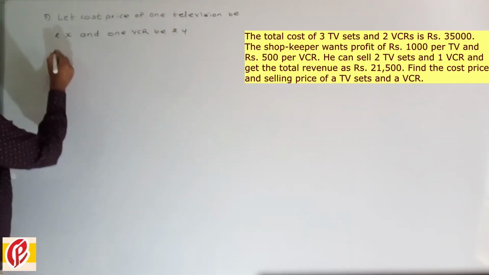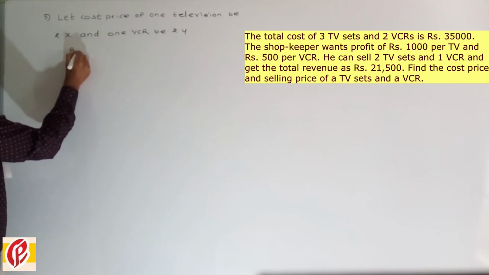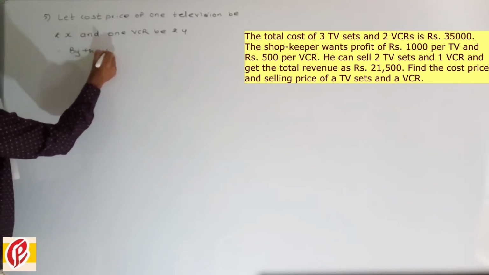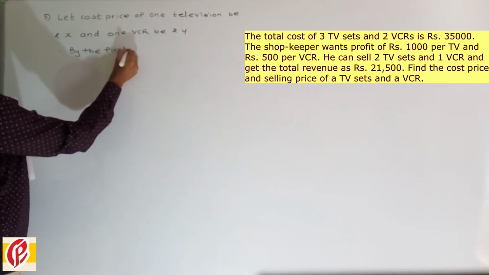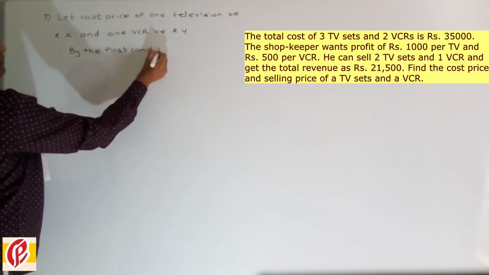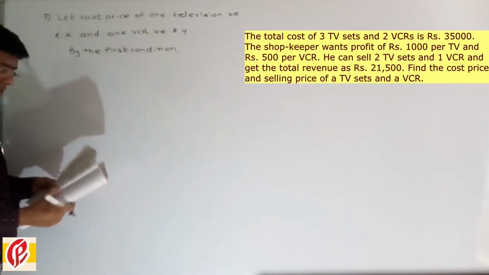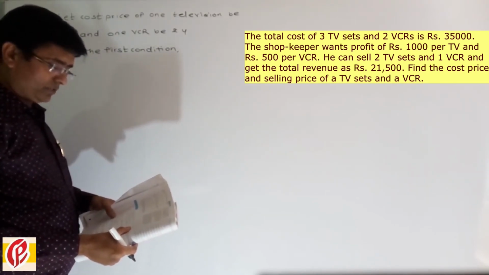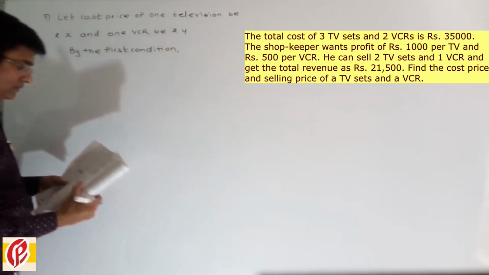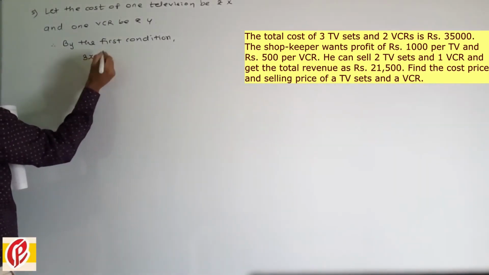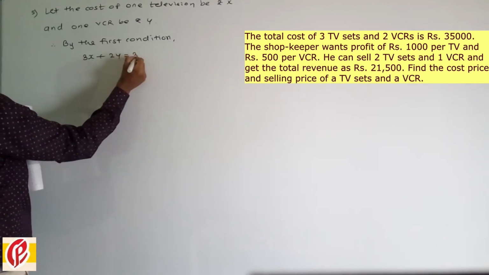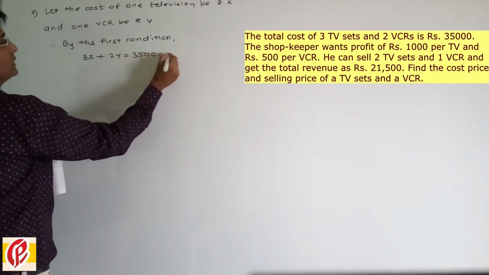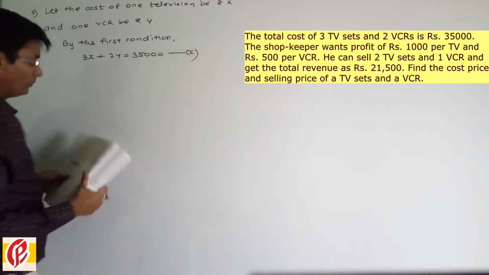Next, therefore, by the first condition, what is the first condition? The total cost of 3 televisions and 2 VCR is rupees 35,000. 3 television means 3x plus 2y is equal to 35,000. So we get equation 1.